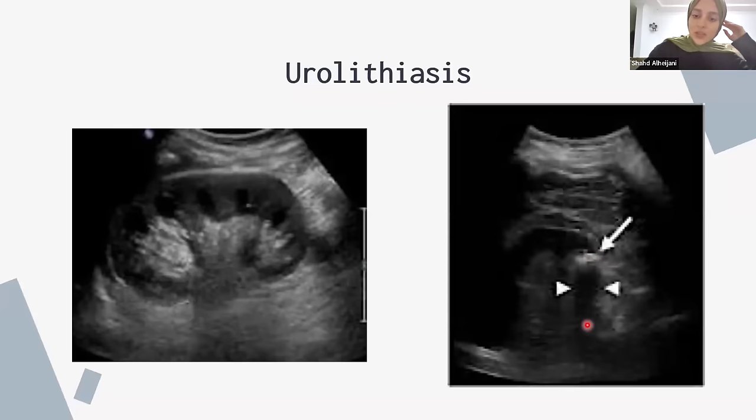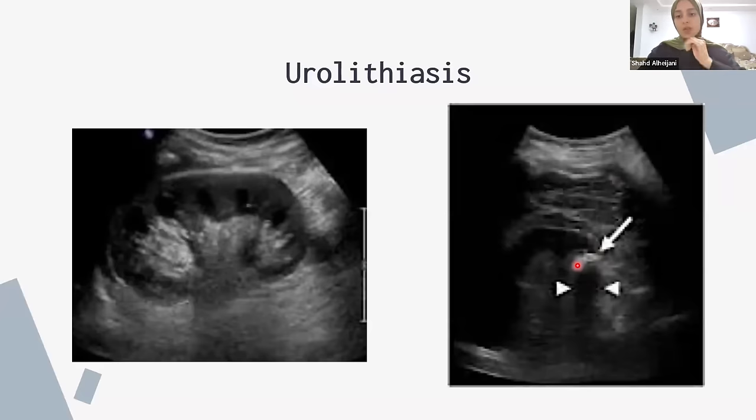Behind the stone, you see a shadow. So this tells you that the structure here is a solid structure. It's not fluid filled. So the solid structure would be a stone. So here in this case, when you do an ultrasound and you see posterior shadowing, you know that this is the stone. So when you suspect a stone, you do a CT. First thing, you do a CT.